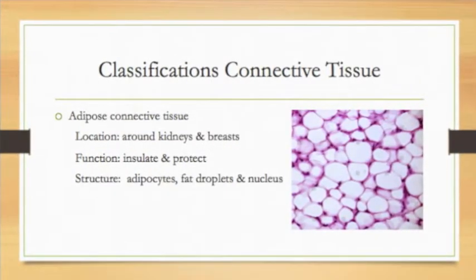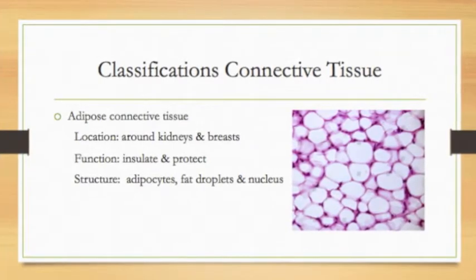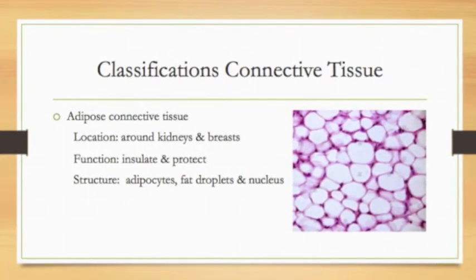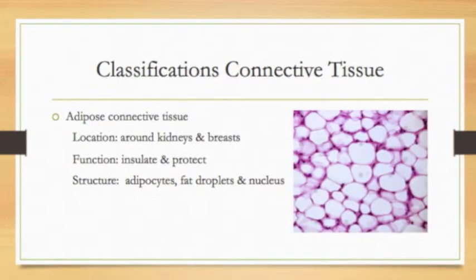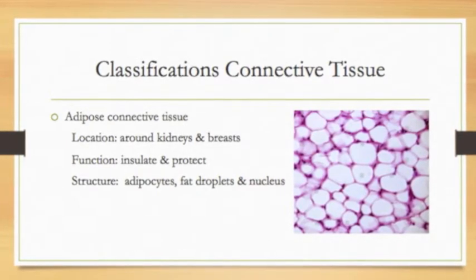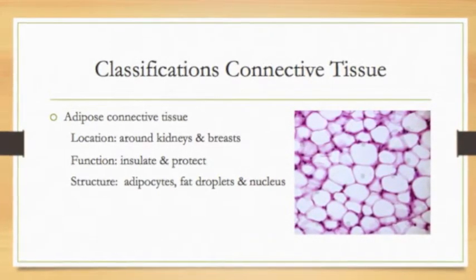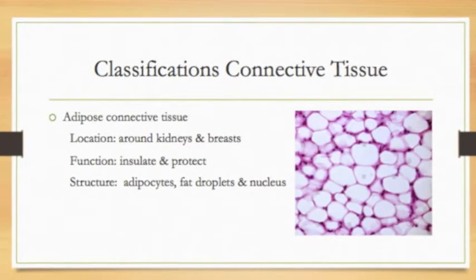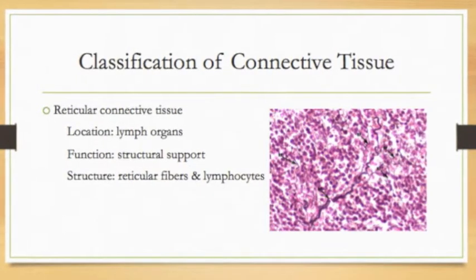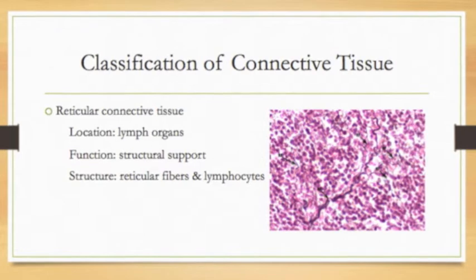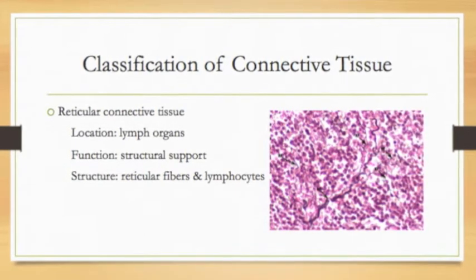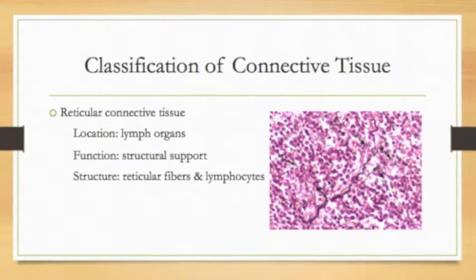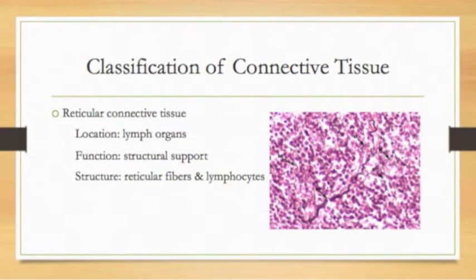Adipose tissue is located around kidneys and breasts. Its function is to insulate and protect, and its structure is adipocytes, fat droplets, and nucleus. Reticular connective tissue is located in lymph organs. Its function is structural support. Its structure is reticular fibers and lymphocytes.